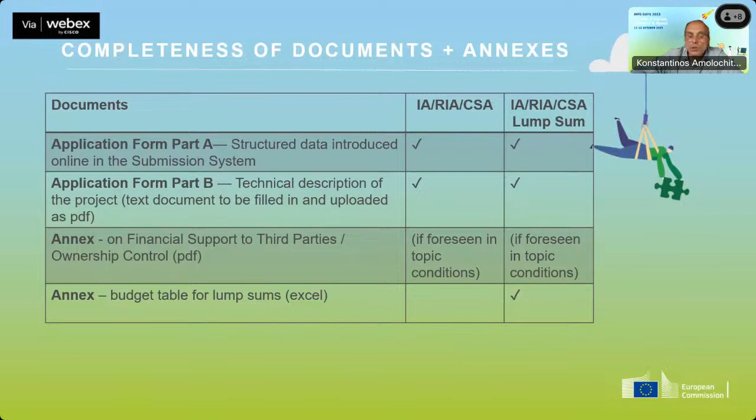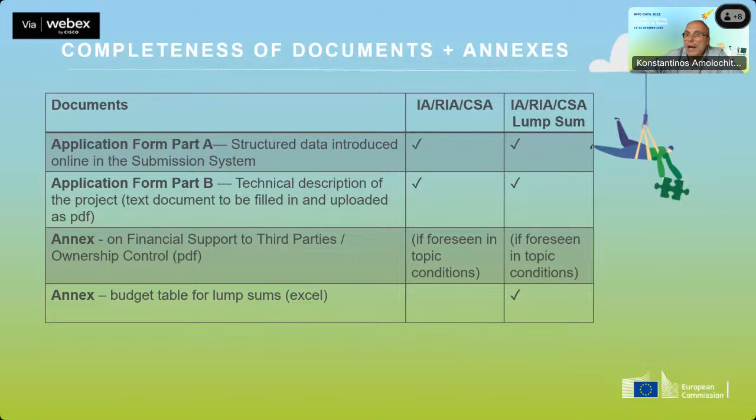Now, the documents and annexes that will be necessary for all types of actions and for lump sums: definitely you will need the standard application form part A, which is structured data introduced online. So you fill it in online and submit it in the system. Also, we have the application form part B. This is the technical description of the project, okay? It's a text document that you need to download as a template, fill in, and submit as a PDF. This applies for all types of actions and the lump sums too.